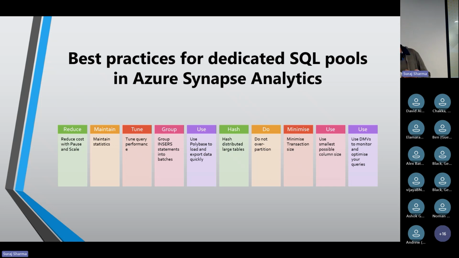Maintain the statistics. If you are doing a lot of inserts or updates on the database, make sure you have DBA activities that update the statistics on at least a weekly basis. Otherwise, the query plans will not have updated statistics, the query performance can be impacted, and that can take more time. So make sure you keep updating statistics as well.